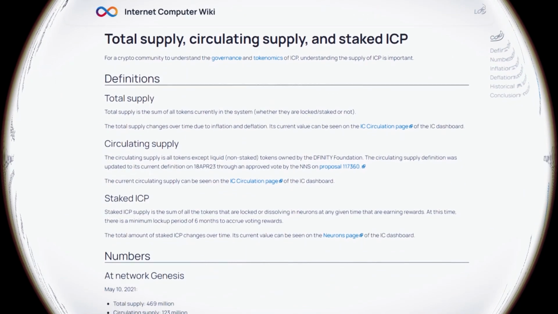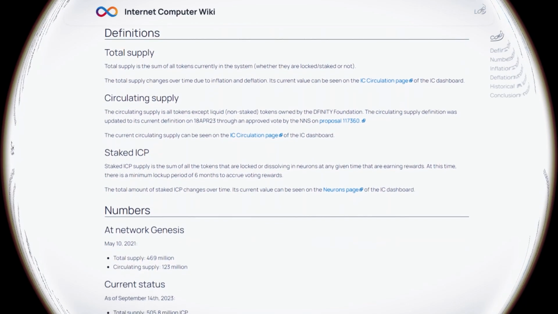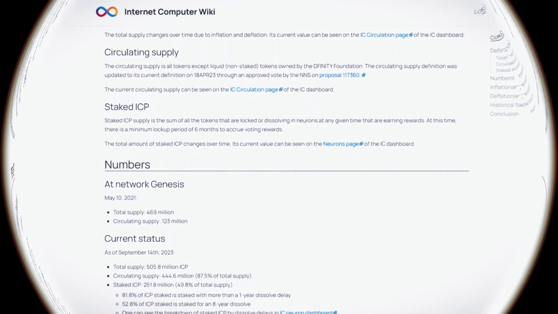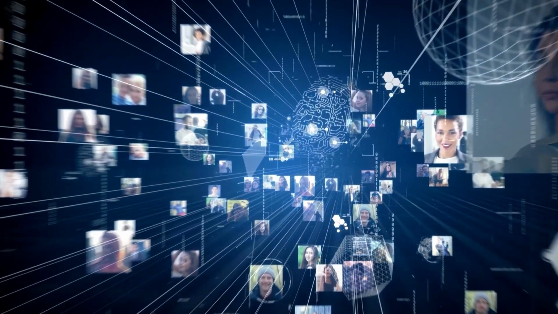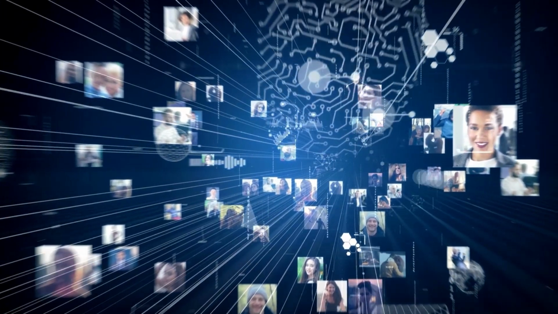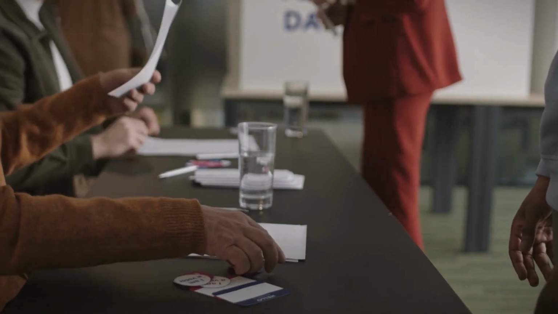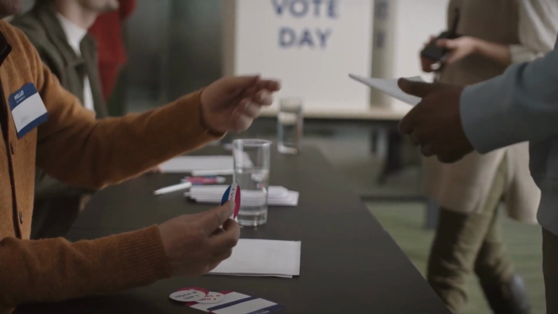The network also uses a governance system called the Network Nervous System, or NNS, which is a set of smart contracts that manage the network's parameters and upgrades. The NNS is controlled by ICP token holders who stake their tokens in neurons, which are entities that vote on proposals submitted by anyone. Neurons can also delegate their voting power to other neurons or follow the votes of experts or influencers.